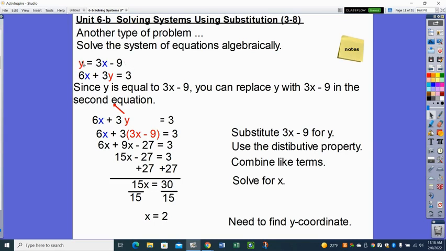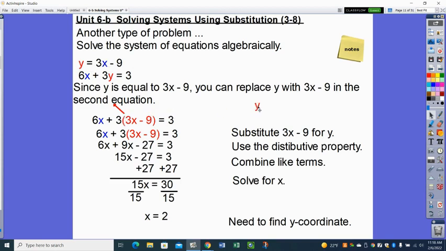So this time, I really only have one choice. See the y right here in the second equation? He's going to leave. So if you come down here and look at the second equation, 6x plus 3y equals 3, that's me. I'm going to leave the equation, and Ms. Marino is the 3x minus 9. We are equal. So she's going to take my place.